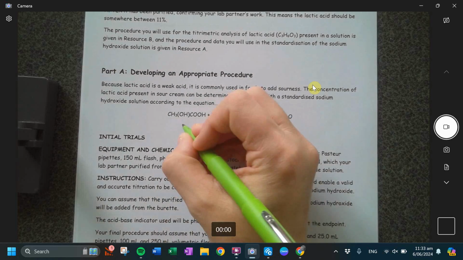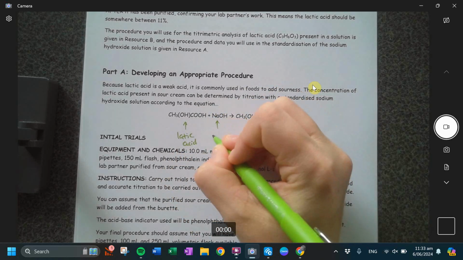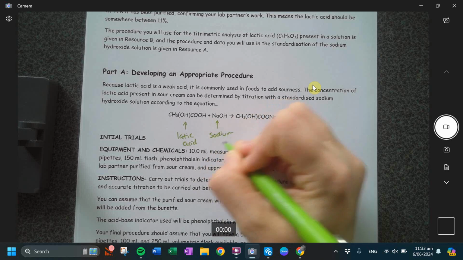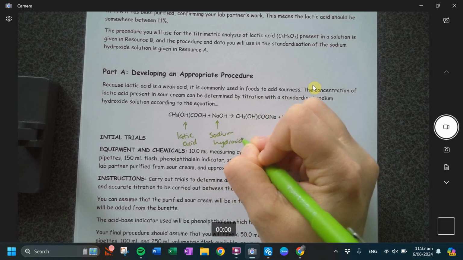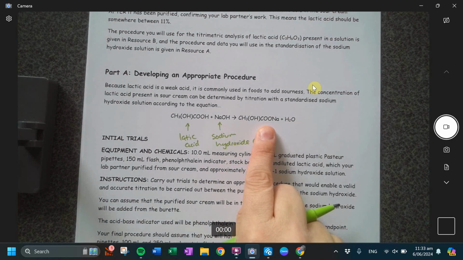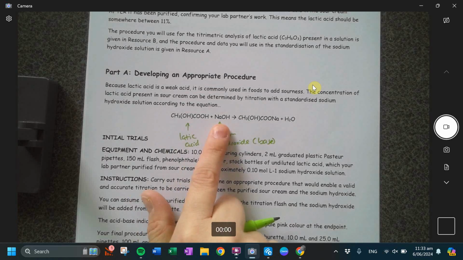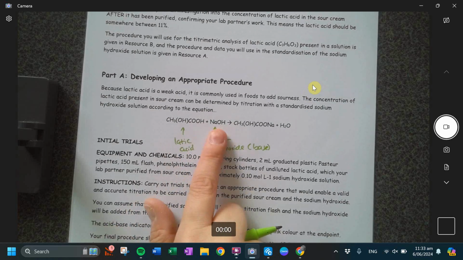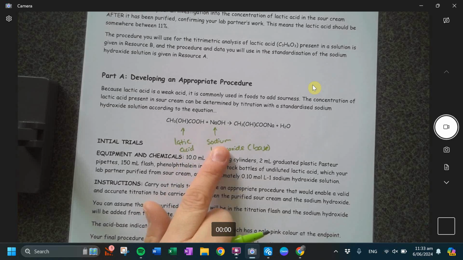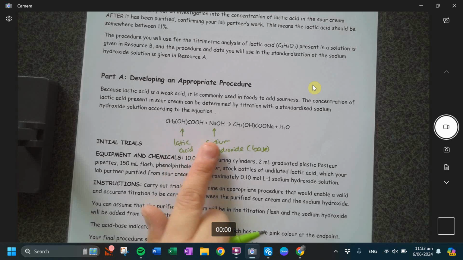So this here is our lactic acid. It is reacting with sodium hydroxide, which is our base. And with that, we have a neutralization reaction. When I have equal amounts of acid and base, it'll be neutralized, and that is that pale pink color that I'm trying to get. This is a 1-to-1 ratio. So whatever amount of sodium hydroxide I use, that will then equal the amount of lactic acid that is present. So it's a 1-to-1 ratio here.